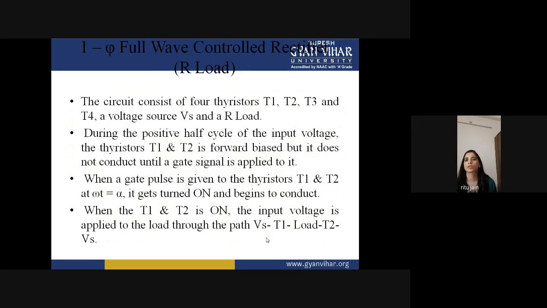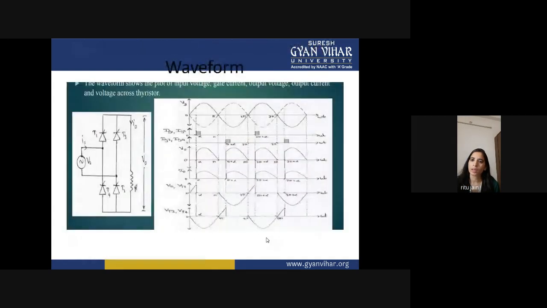Now we come to the next converter, which is your single phase full wave controlled converter with R load. We can see the diagram over here, in which we are using four SCRs, T1, T2, T3 and T4, and the supply voltage is Vs. The load connected to this converter is only resistive load.